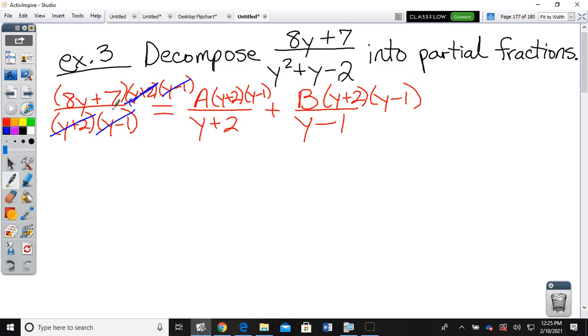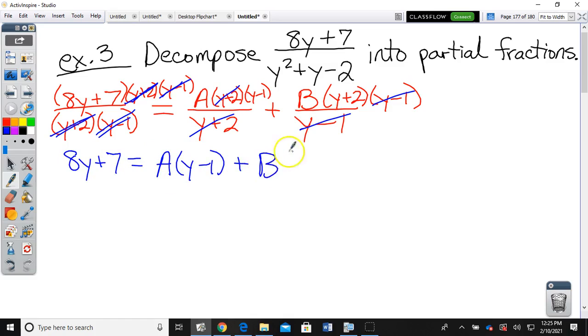Okay? So, cancel. Cancel. All right? Y plus 2, cancel. All right? Y minus 1, cancel. So I'm left with 8y plus 7 equals A times y minus 1 plus B times y plus 2. Bye-bye fractions.